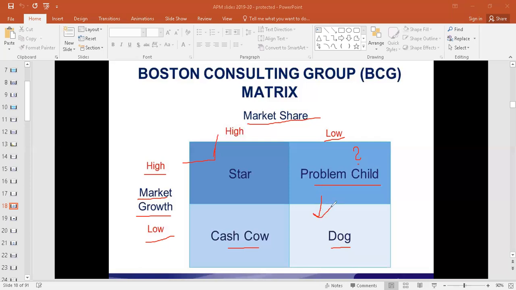What is done with the dog category? They are generally considered for shutting down of the business. So it's called a question mark or a problem child because if they perform well, it would be moved into the star category. If they do not perform well, it falls into the dog category. So it's a question mark. It is all based on their performance, a question mark about whether they can achieve this or that.